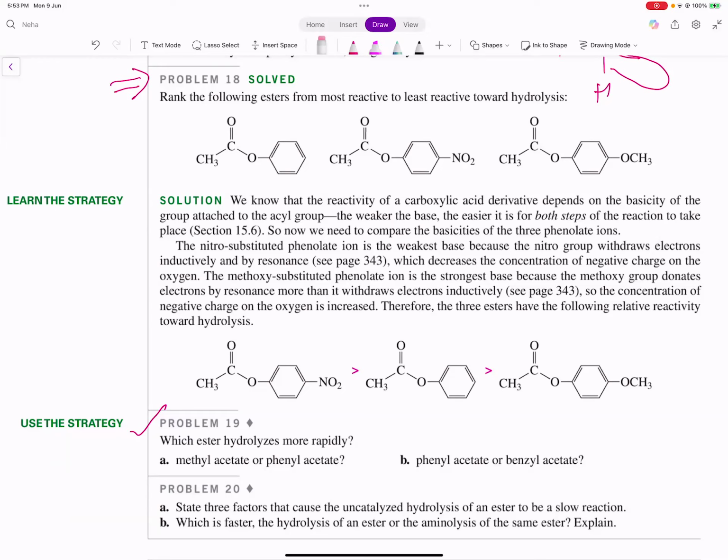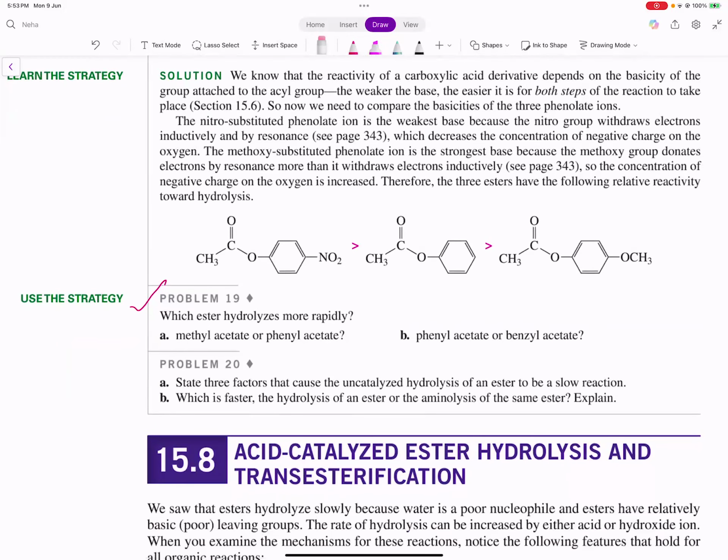Okay, how are we deciding now? Which is the weaker base? So we compare the acidity of the leaving group, right? Yeah. Right, so we are done. You can do this as homework.